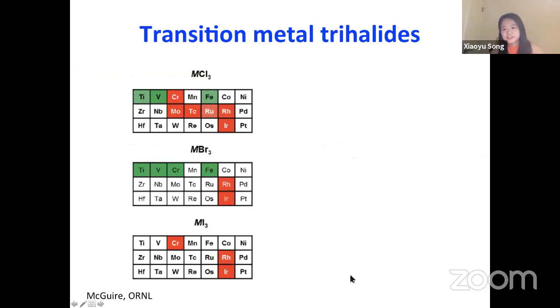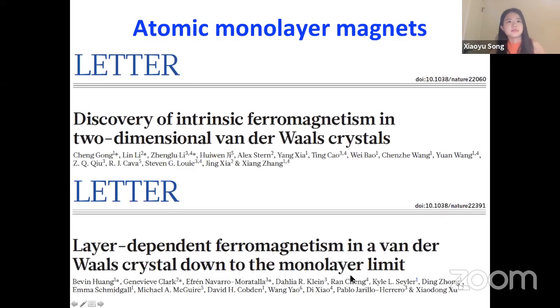Okay. Sorry to interrupt you, Professor Mak. Yeah. One question from Chen Li. What is the origin of magnetic anisotropy to escape the Mermin-Wagner theorem in moiré magnets?